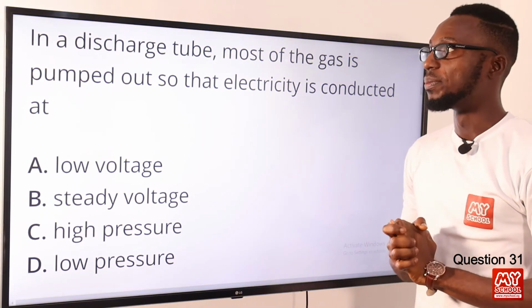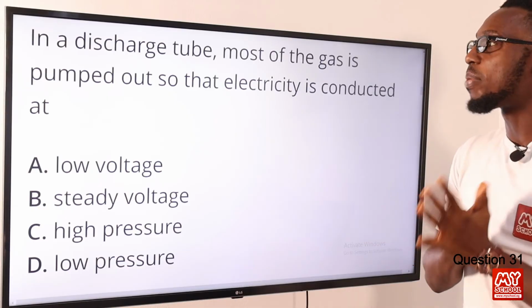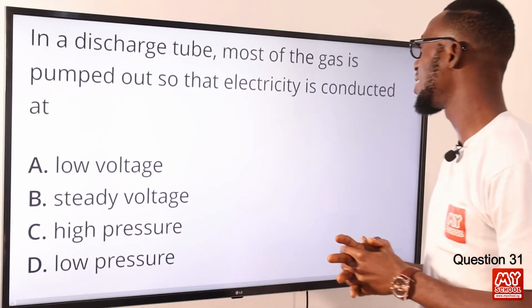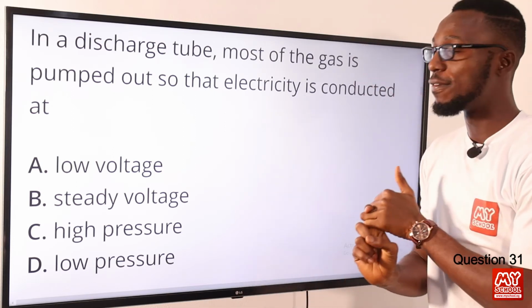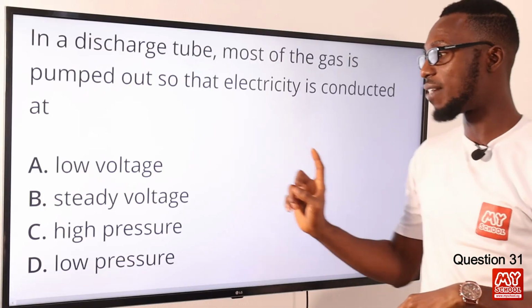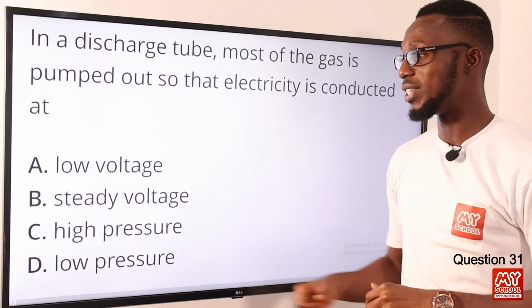Number 31. In a discharge tube, most of the gas is pumped out using the vacuum pump so that the electricity is conducted at low pressure and high voltage, or you can say high PD. So what do we have here? We have low pressure and high voltage. So the correct option here is option D for low pressure.